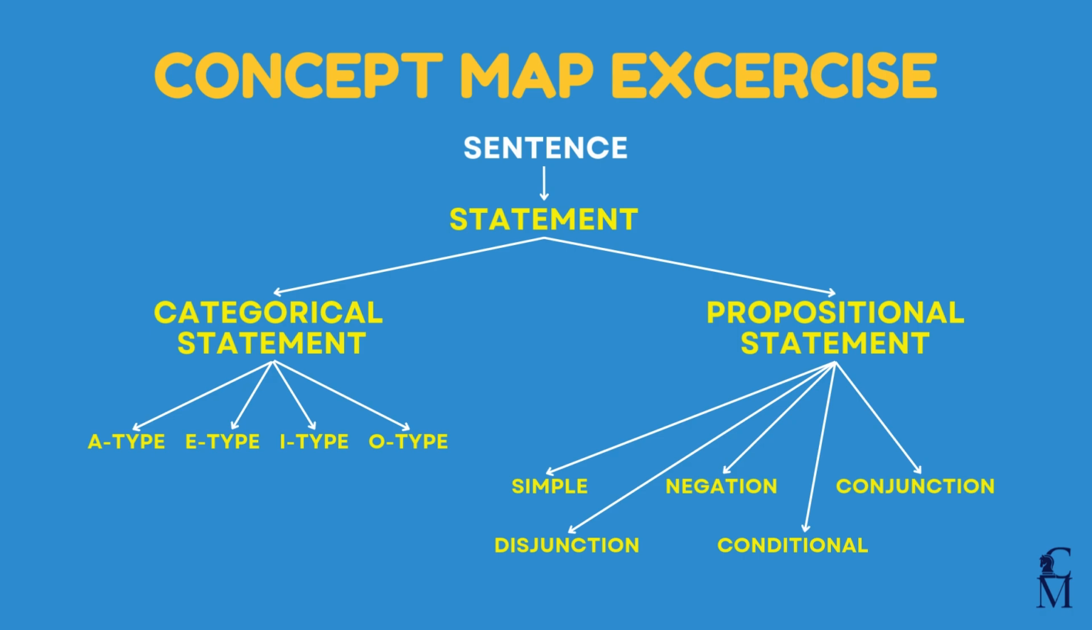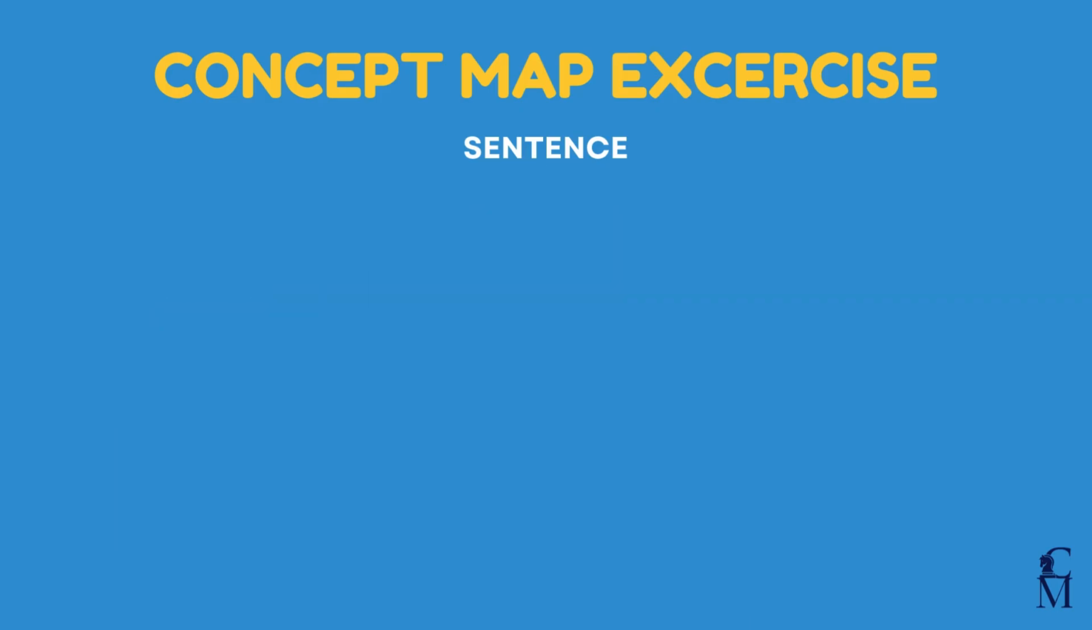The following is an explanation of why your concept map should look like this one so you can learn from your mistakes. First, the category sentence is the highest order category to which all the other categories on the list belong. So, the word sentence should be placed at the top. The category statement is the next highest order category since a statement is a kind of sentence and all the other categories are kinds of statements.